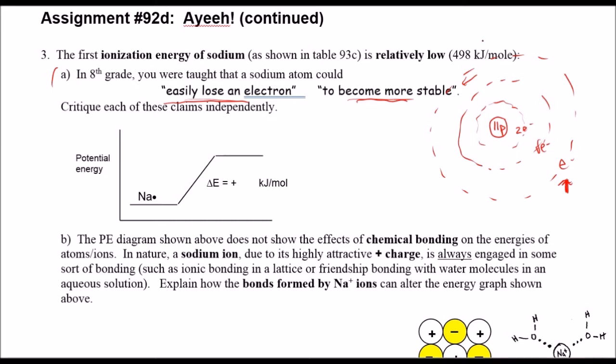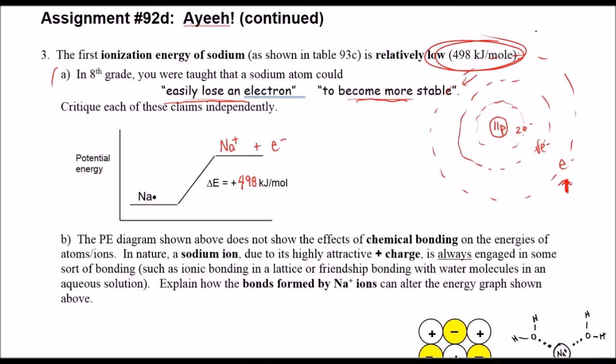Okay, but now let's look at the energetics. 498 kilojoules per mole is the ionization energy. That means that this number here will be 498 kilojoules per mole. It'll be uphill, though, endothermic, to form the sodium ion and a separated electron.